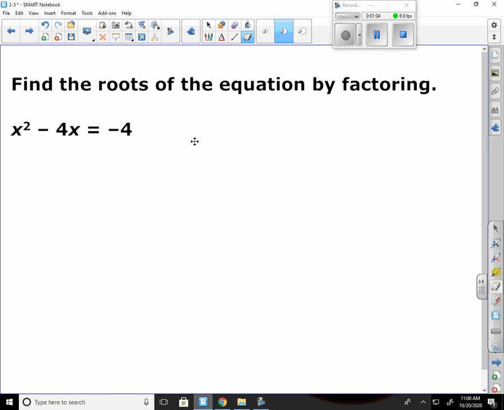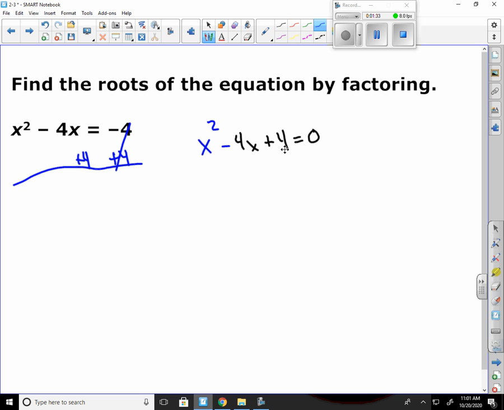That being said, let's now go ahead and add this 4 over to the other side. Remember, anytime we want to find the roots, we want to get everything on one side and the other side to be equal to 0. So in order to get the negative 4 over, we have to add it. That becomes plus 4 on both sides. Those cancel out. x squared minus 4x plus 4 equals 0.